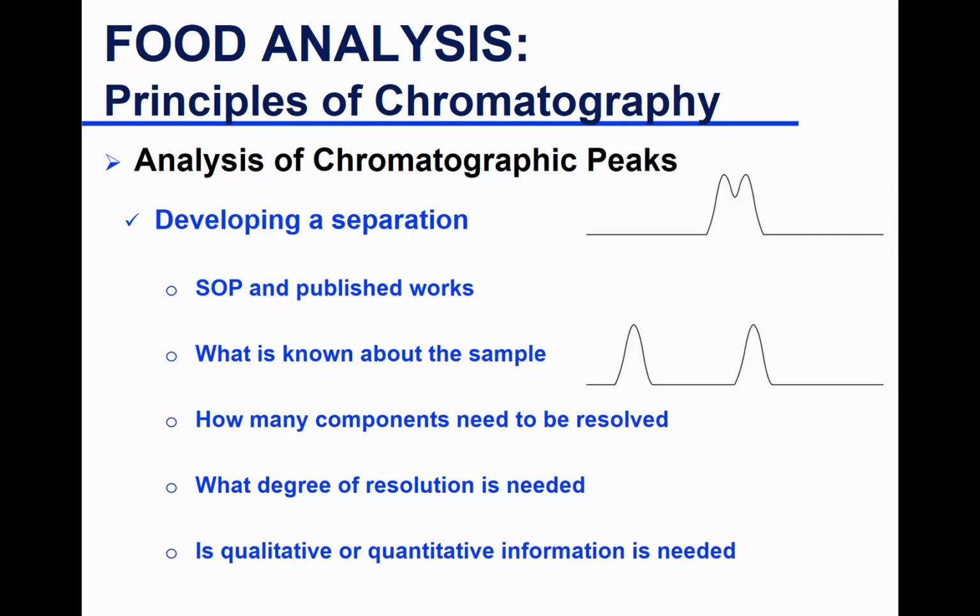And then, what degree of resolution do I need? Do I need them really well separated from each other? Or is it okay if they are not separated because I just want to qualitatively determine their presence? If I just want to know if A and B are present, if I see 2 peaks, A and B are present. But do I need to quantitate? You cannot quantitate these accurately without good separation. So that ties into, is it qualitative, is it quantitative? What are you really after in your objective? So you have to gather information, ask the right questions, and try to get to the right answers.